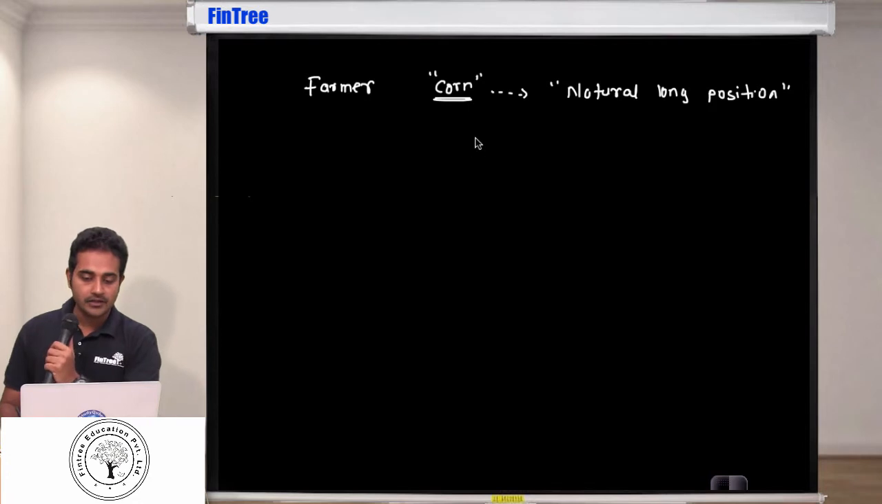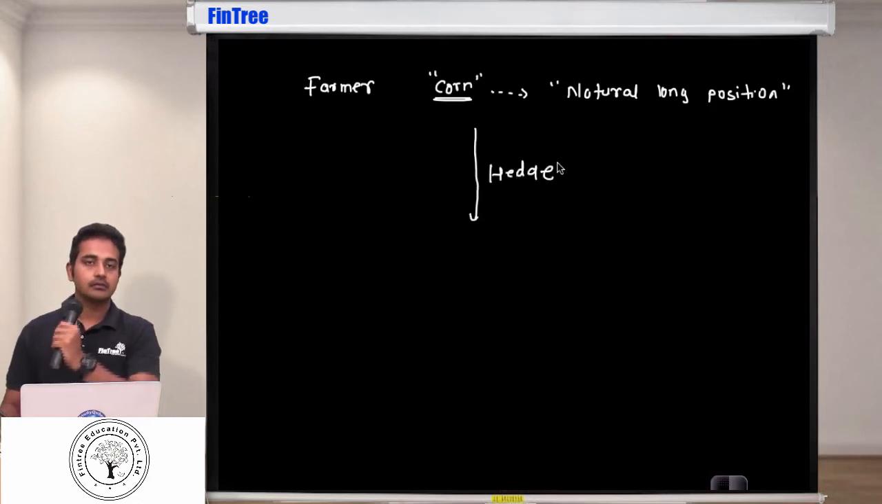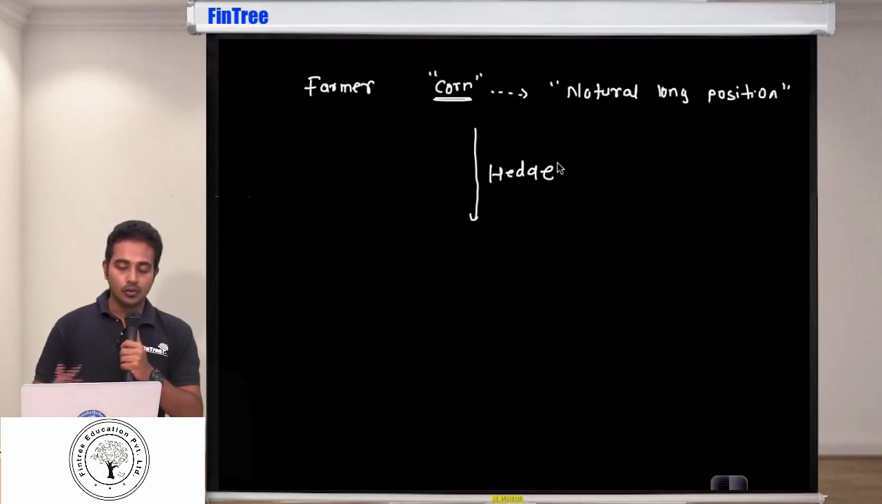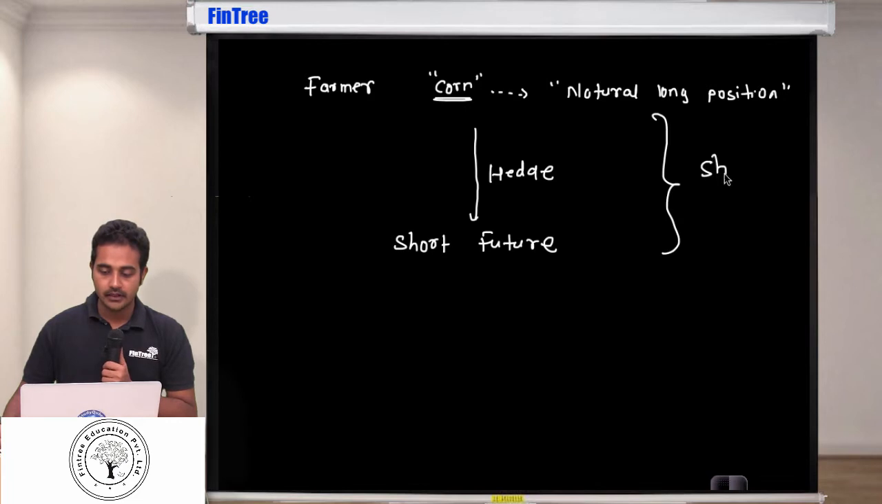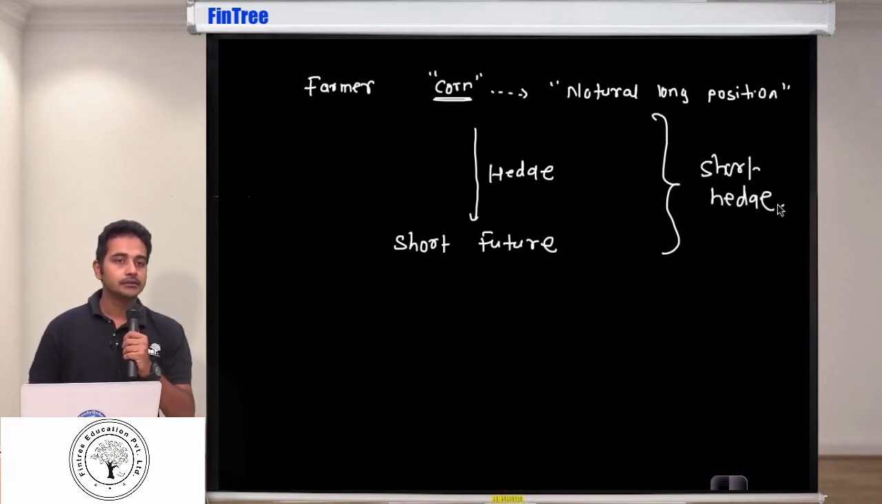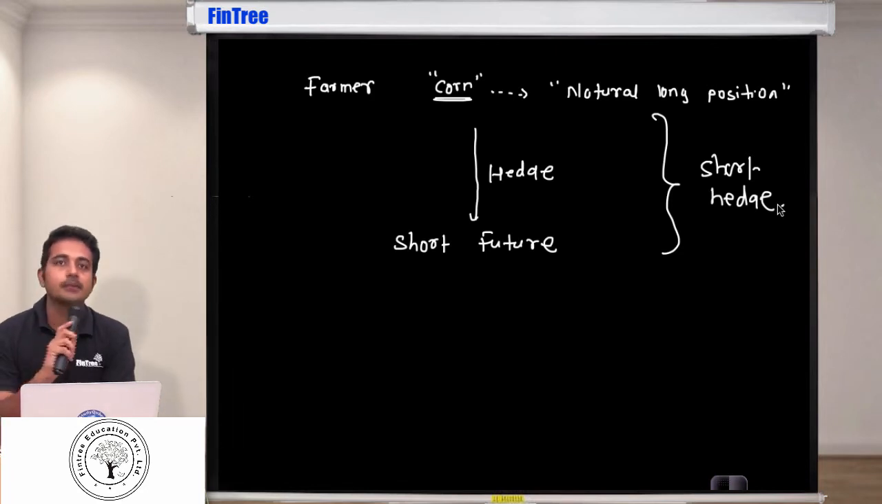Now he wants to hedge the risk. So what is the risk for the farmer? That prices of the corn will go down. To hedge the risk, he will enter into a short future. And this type of hedge we would refer to as the short hedge. Are we okay? So write down this example quickly. Have you understood this concept?